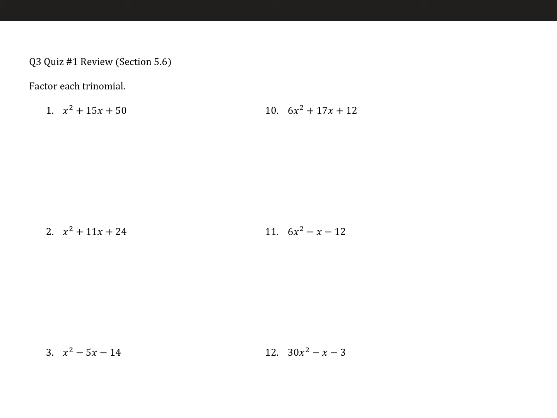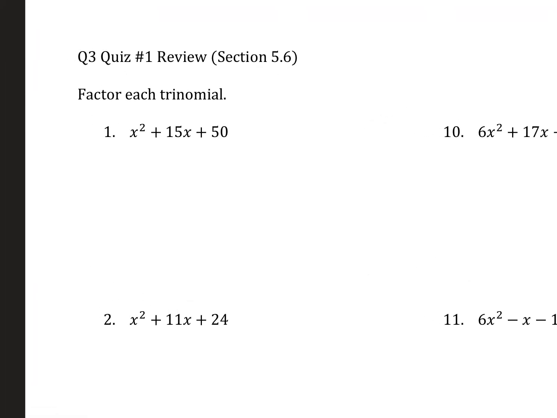If we look at example 1, we have x squared plus 15x plus 50. You want to find the factors of 50 that add up to be 15. So if you don't know them off the top of your head, list them all. You have 1 and 50, 2 and 25. 3 does not go into 50 evenly. 4 does not go into 50 evenly. 5 goes in 10 times. If the 5 is positive and the 10 is positive, that gives you 15. So you don't need to find any other factors. You would just have x plus 5 times x plus 10.